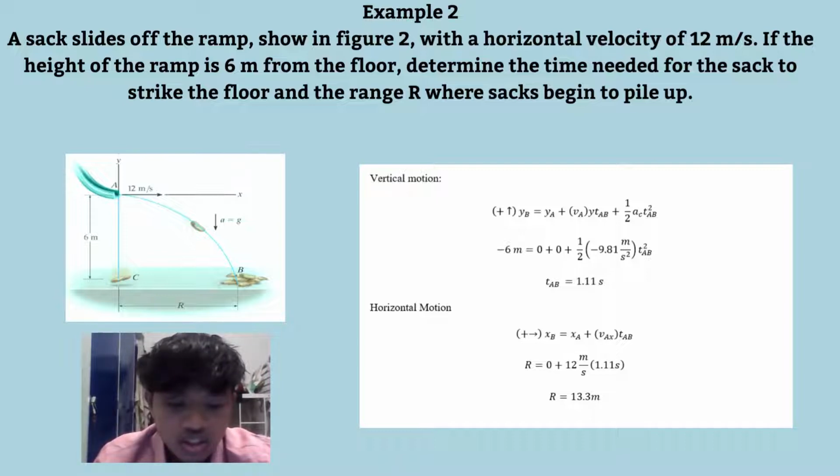For the second question, the range where the sack begins to pile up, we calculate the horizontal motion. We use the formula xB equal to xA plus vAx t. We substitute all the information into the formula and get R equal to 0 plus 12 meters per second times 1.11 seconds. We solve the formula and we get R equal to 13.3 meters.